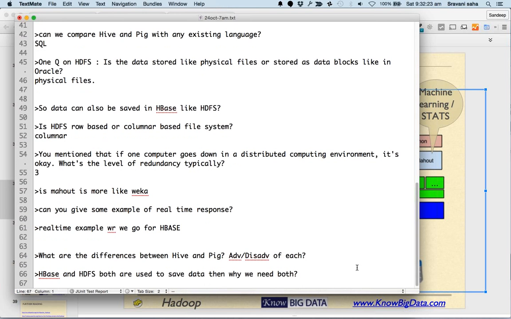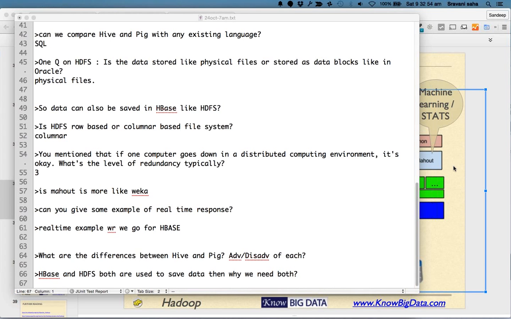And another question from Pankaj. HBase and HDFS both are used to save data, so why do we need both? My question to you is, MySQL and your file system like C colon both are used for storing data, so why do we need both? The reason is that HDFS is good for unstructured data, while HBase is better for structured data that requires constant modifications. So in HBase you have the tabular structure, while in HDFS you have a file system.